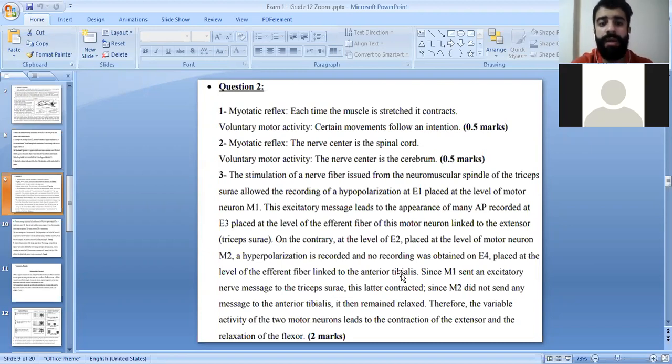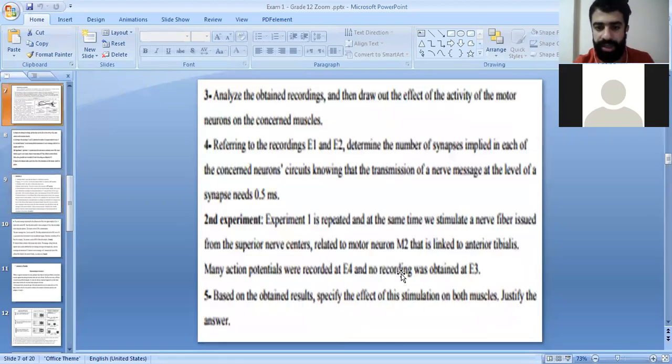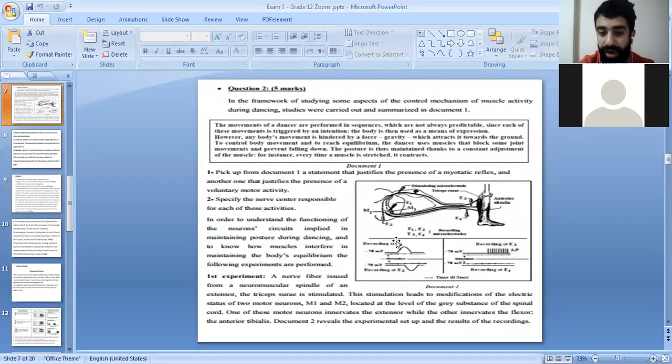Number 2, myotatic reflex. The center of the myotatic reflex is the spinal cord, while the voluntary motor activity is the cerebrum, 0.5 marks. The stimulation of a nerve fiber issued from a neuromuscular spindle of the triceps surae allows the recording of hypopolarization, at the level of E1. Hypopolarization, we said that polarization is negativity. Hypo, a decrease in the negative, so we're going to go to the positive.